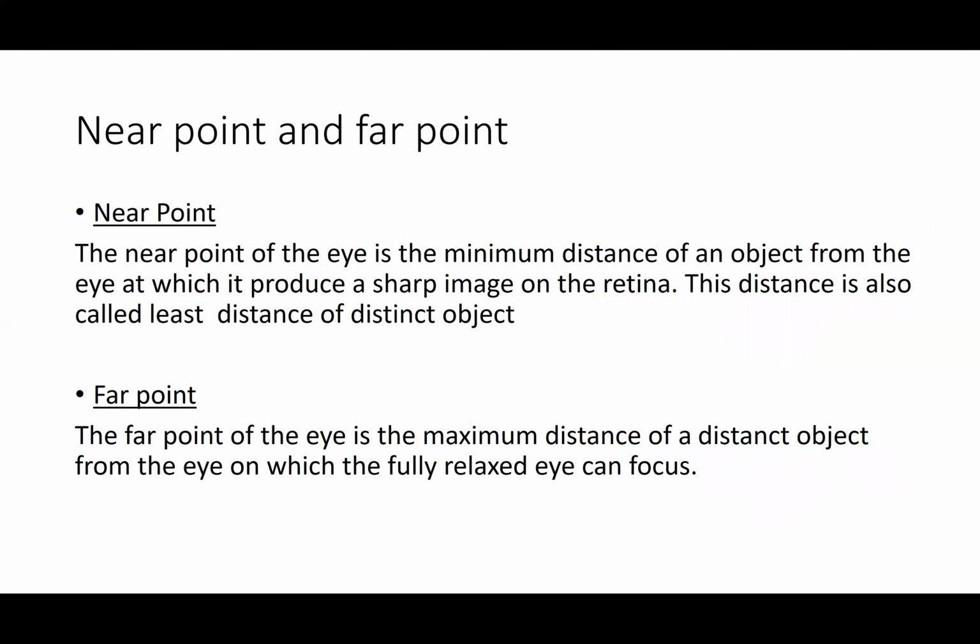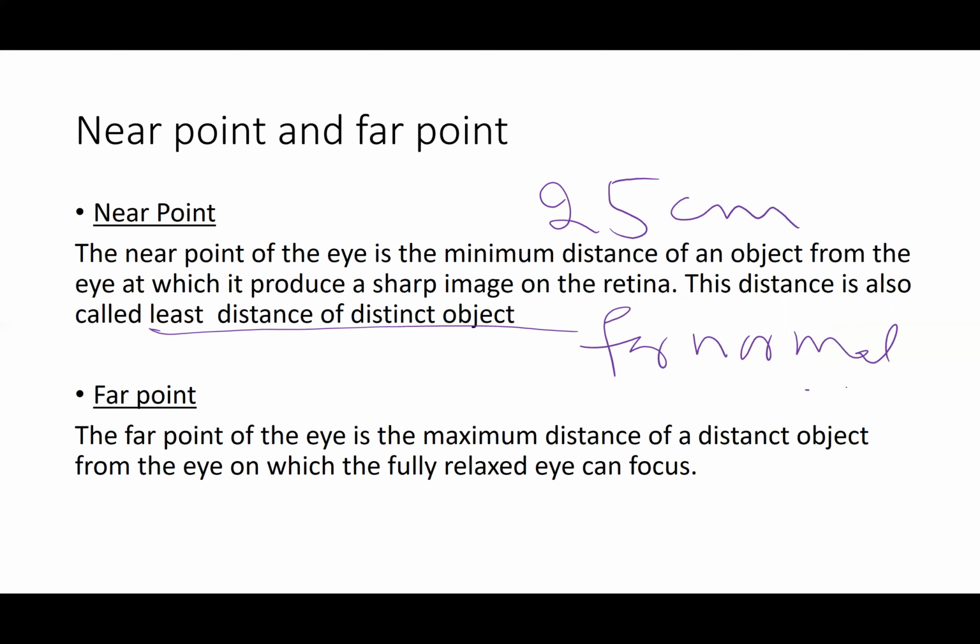Near point and far point. The near point of the eye is the minimum distance of an object from the eye at which it produces a sharp image on the retina. This distance is also called the least distance of distinct vision. It is 25 centimeter for a normal eye.